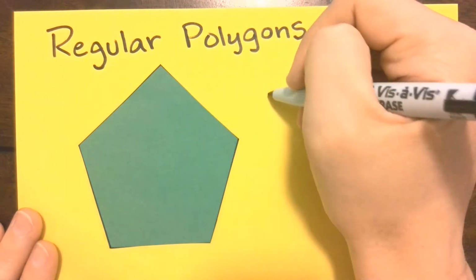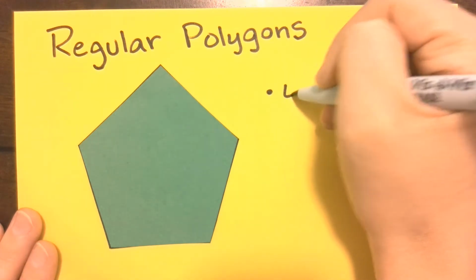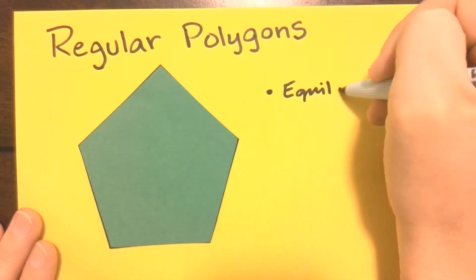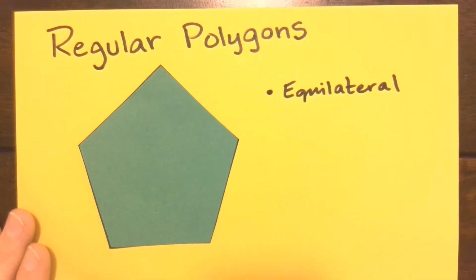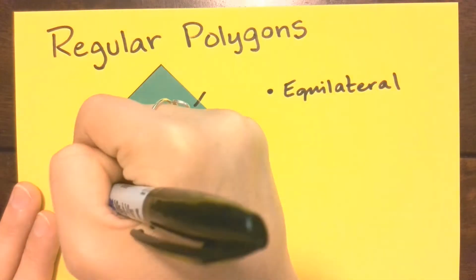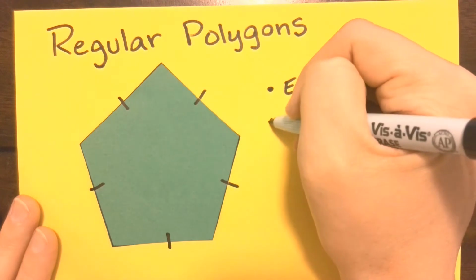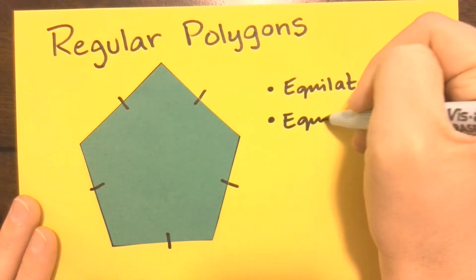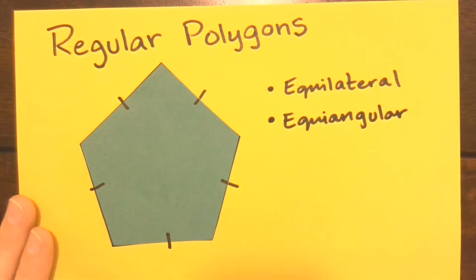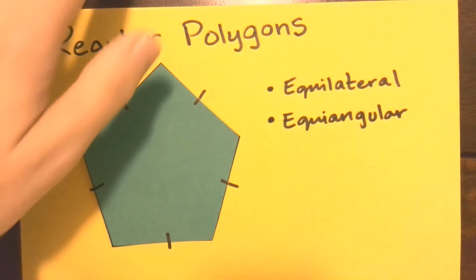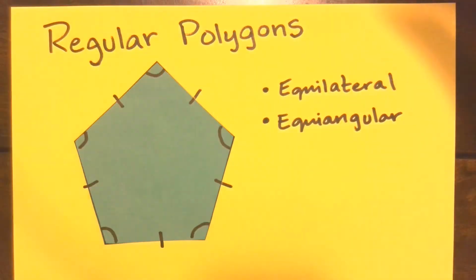So that word regular is very specific, and it means that it's equilateral, which we've seen before, usually talking about triangles, but equilateral just means that all of the sides are congruent. And then it also means that it's equiangular, which means that all of the angles are congruent. So that word regular is actually pretty fitting for these because it is that version of the polygon that you think about.